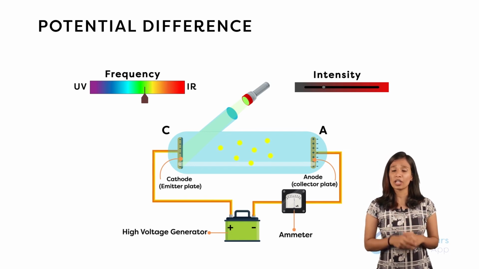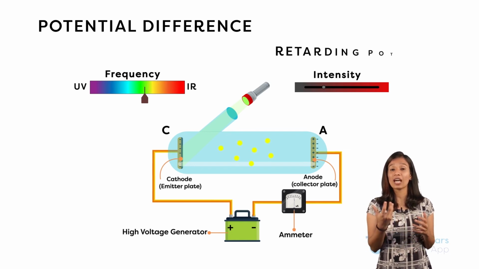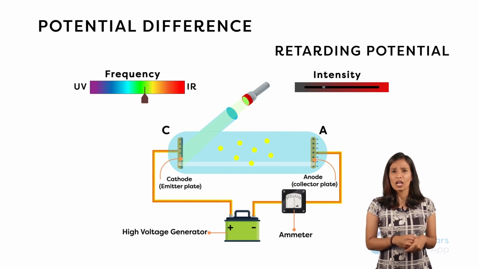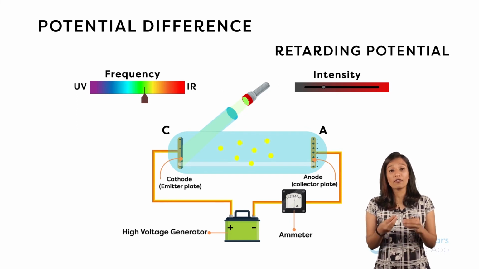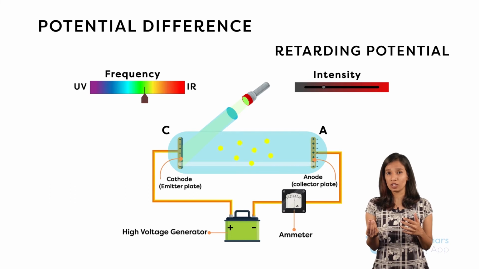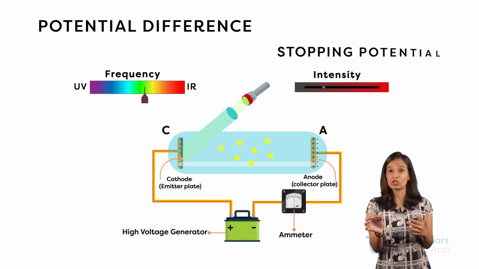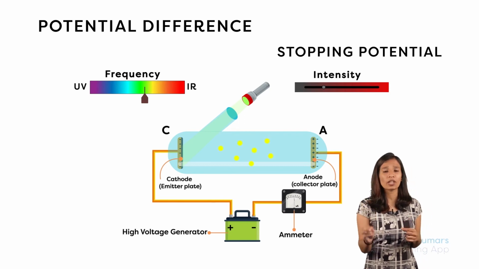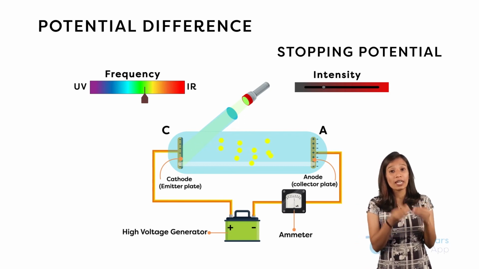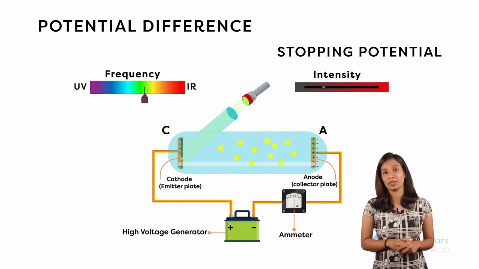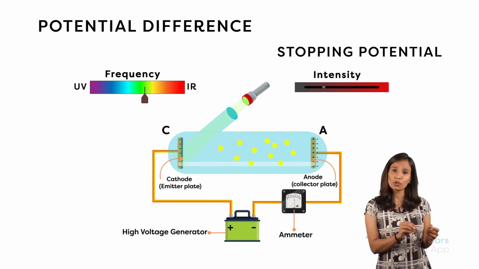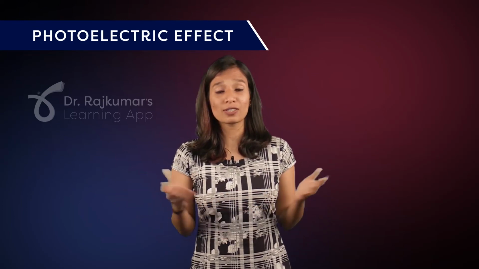This negative potential was called the retarding potential. And there was a point where we further increased this negative potential, it reached a point called the stopping potential. At this particular potential, not a single electron could reach the collector plate. So we saw that the photocurrent is also 0. If there are no charges reaching the collector plate, it's obvious that there is no current flowing through the circuit.